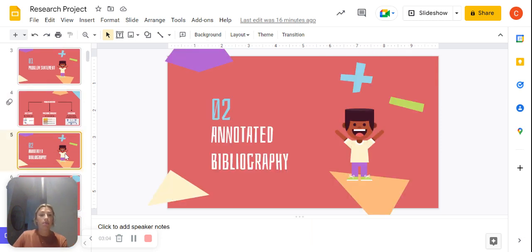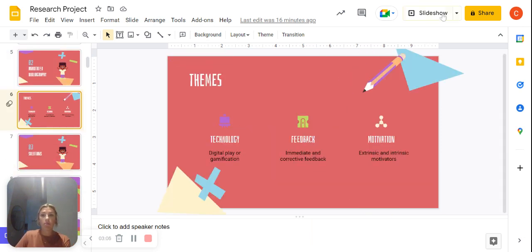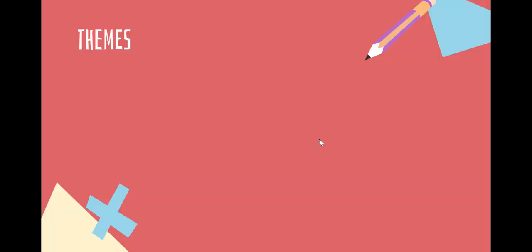Moving on to my annotated bibliography. Again, I'm going to share the screen a little bit bigger, and I'll share the three themes that I found. From the 20 articles that I reviewed, I found three collective themes. The first was technology and how technology can support learners, especially through digital gameplay or gamification, which are fairly similar to one another. The second theme I found was the importance of feedback.